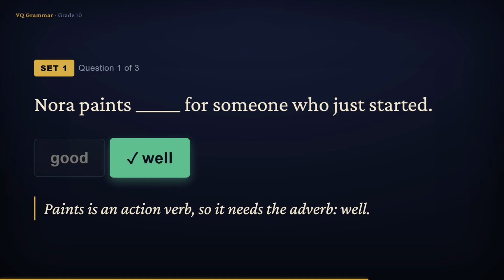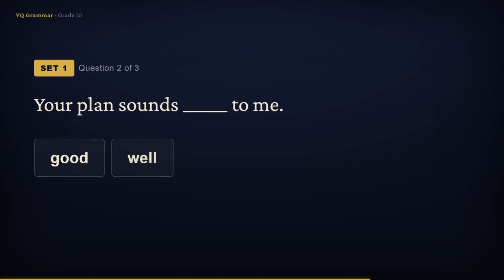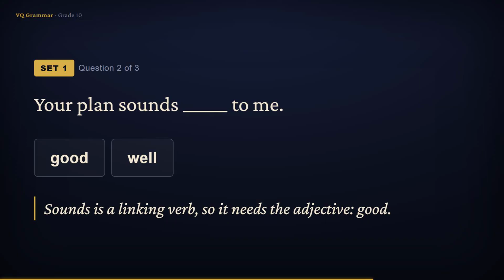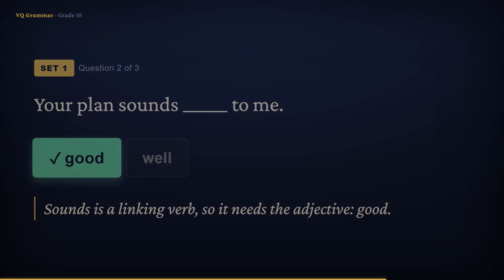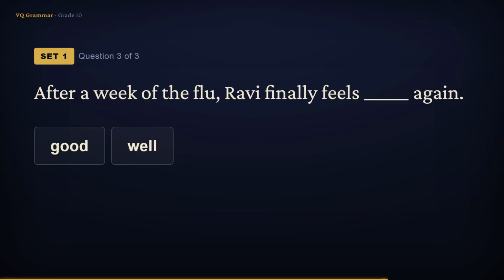Nora paints well. Your plan sounds blank to me. The verb is sounds. Is the plan out there making noise? No. Sounds is a linking verb, connecting the plan to a word that describes it. A linking verb takes an adjective, and the adjective is good. Your plan sounds good. After a week of the flu, Ravi finally feels blank again.